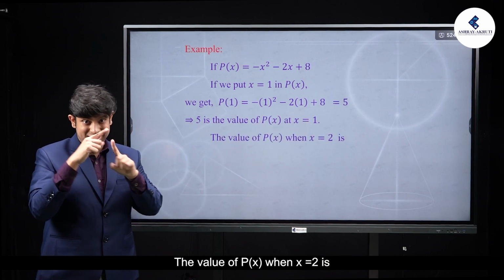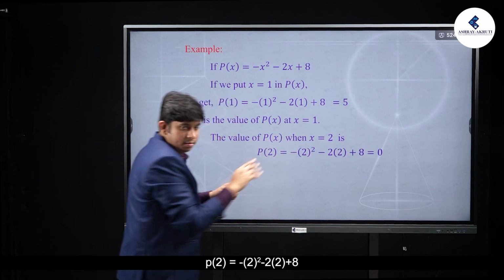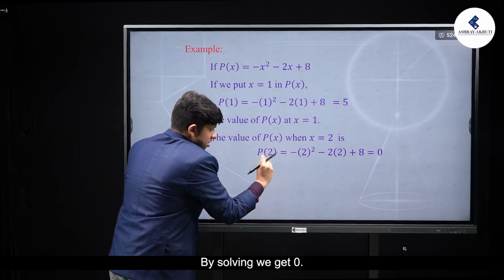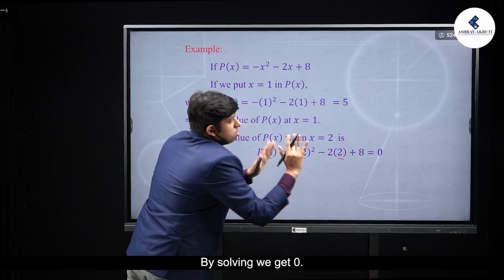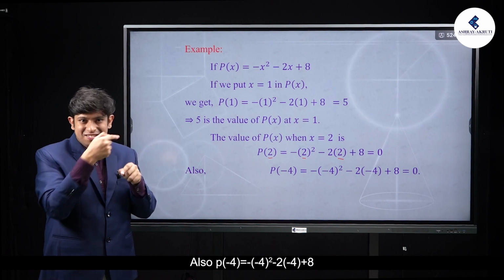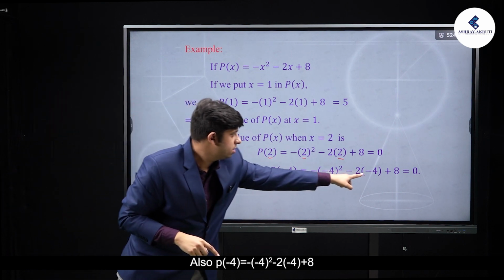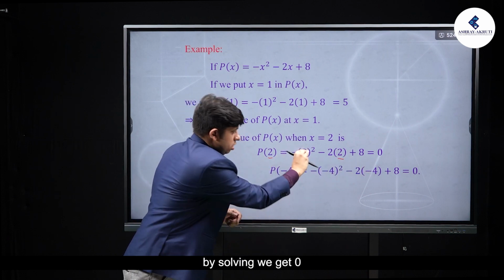The value of p of x when x equal to 2 is p of 2 equals minus 2 square minus 2 into 2 plus 8. By solving, we get 0. Also, p of minus 4 is equal to minus of minus 4 whole square minus of 2 into minus 4 plus 8. By solving, we get 0.